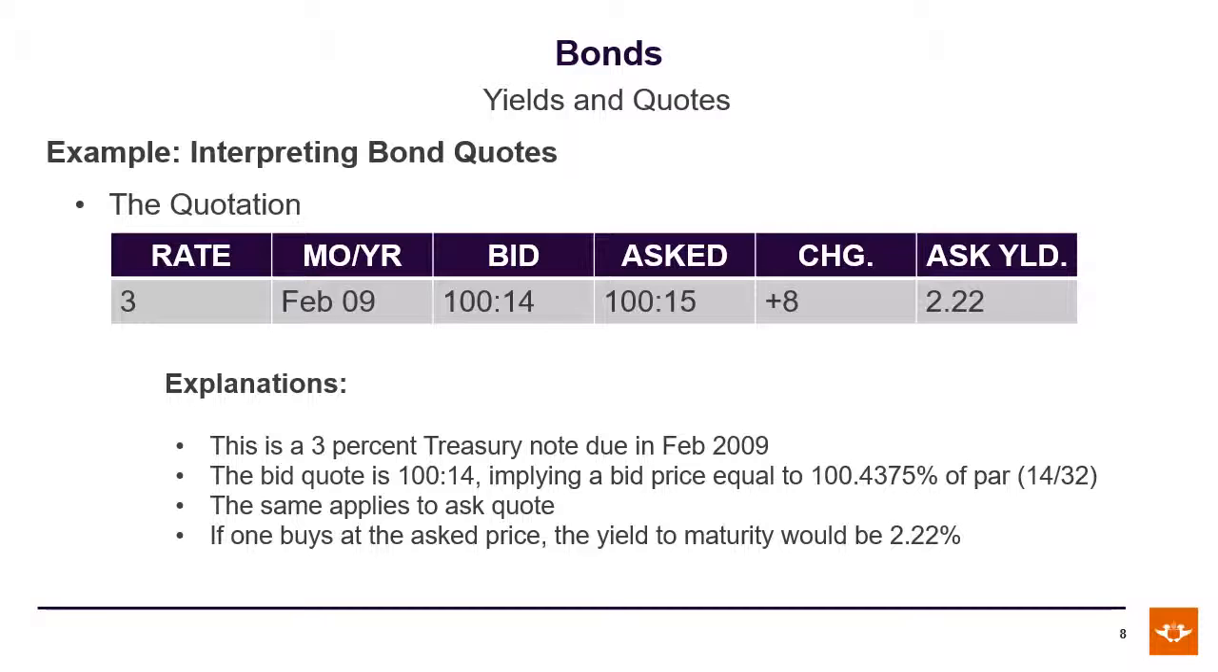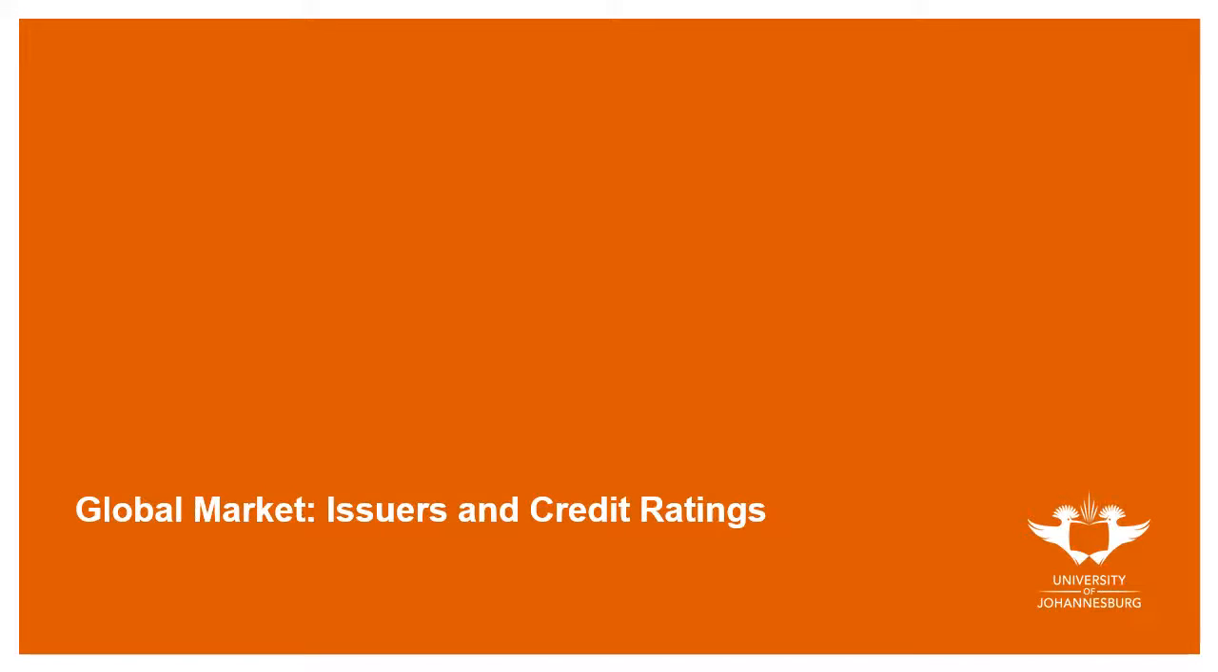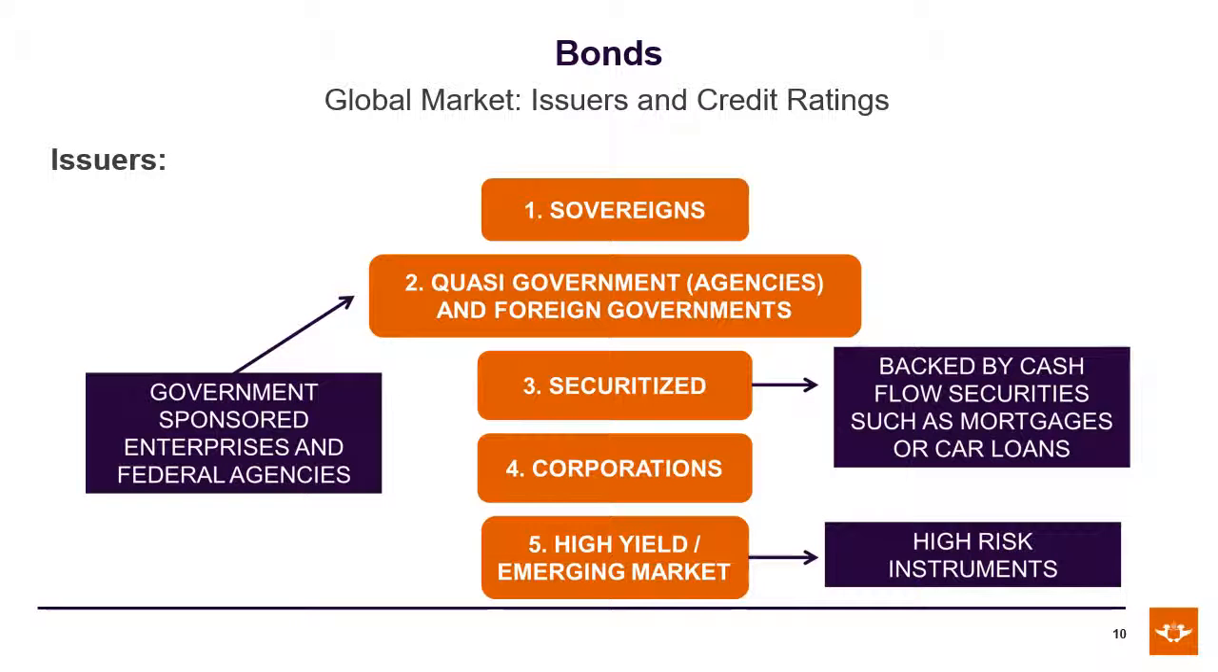We're going to move now onto the global bond market. We're going to start by looking at who the issuers are in this market. So we're going to have sovereigns, these are governments; quasi-government agencies and foreign governments, these are government-sponsored enterprises and federal agencies; securitized; corporations; high-yield and emerging market. Securitized bonds are bonds backed by cash flow securities such as mortgages or car loans, and the high-yield or emerging market are high-risk instruments.